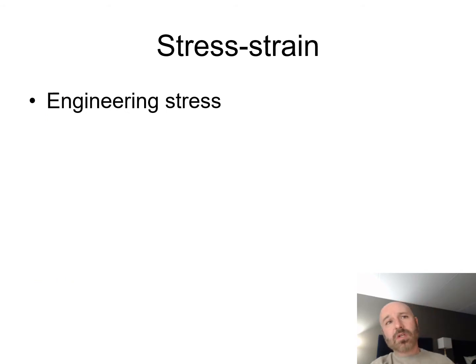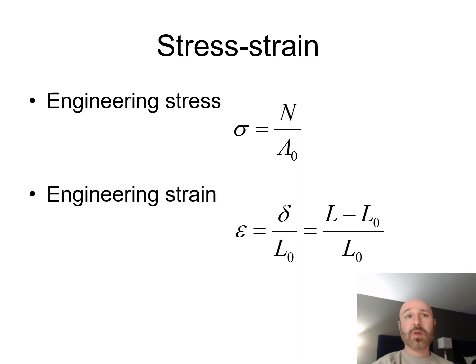So the first thing I want to talk about here is stress and strain. First, let's take a look at engineering strain. Our basic definition for engineering stress we've seen before is that sigma is equal to N over A naught, our load over our cross-sectional area. Whereas we have our engineering strain, epsilon, which is equal to delta over L naught, where L naught is our original length. So we have our new, deformed length minus our original length, divided by our original length, and that's going to give us our engineering strain.